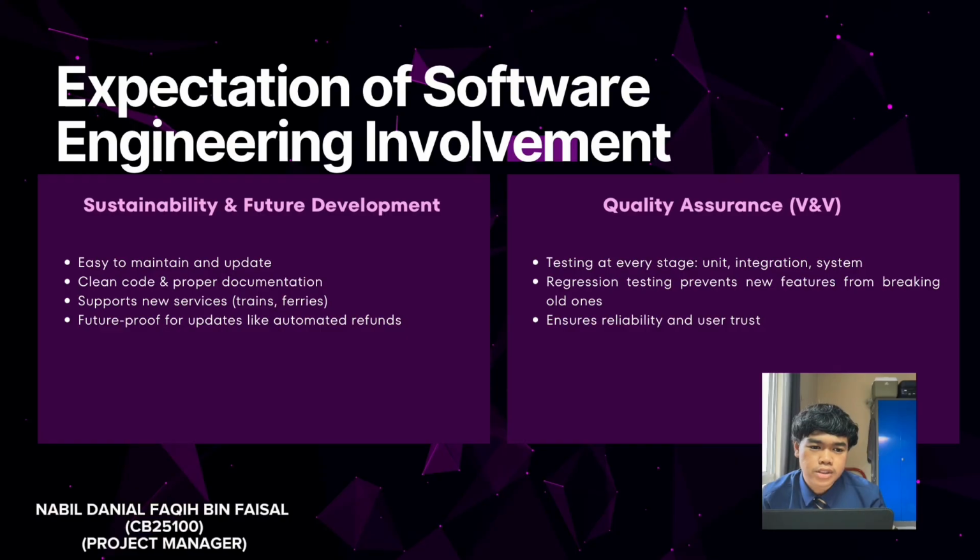Lastly, quality assurance. Testing happens at every stage. Unit, integration, and system tests check each part. Regression testing makes sure new features don't break old ones. This keeps the system reliable and builds user trust.